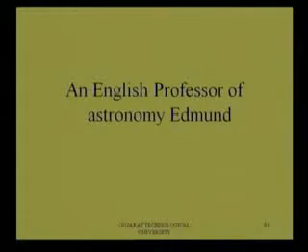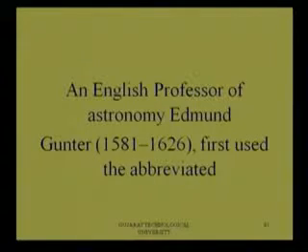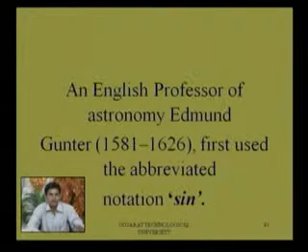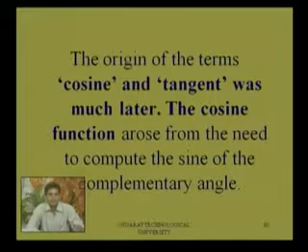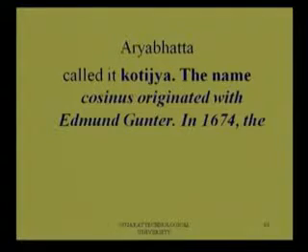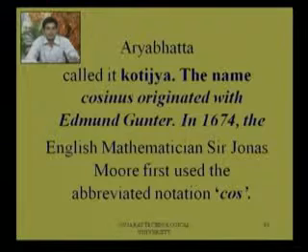An English professor of astronomy, Edmund Gunter, in 1580-1626 first used the abbreviated notation sin. The origin of the terms cosine and tangent was much later. The cosine function arose from the need to compute the sine of the complementary angle. Aryabhata called it kotijya. The name cosinus originated with Edmund Gunter. In 1674, the English mathematician Sir Jonas Moore first used the abbreviated notation cos.